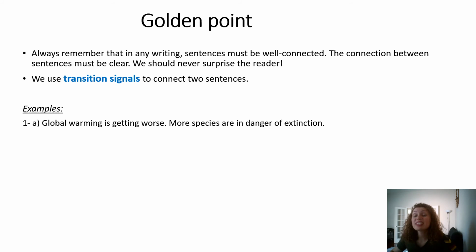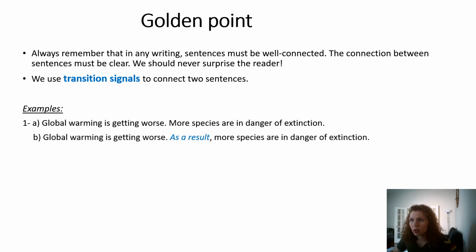Now let's have a look at the same example with a transition signal. Global warming is getting worse. As a result, so when I see this expression, as a result, I already know, oh, so the next sentence is going to talk about the effect or the result of global warming. So the element of surprise is actually being taken away, and this will make our writing good writing. So as a result, more species are in danger of extinction. Now I know exactly the connection between these two sentences is that of cause and effect. And I know that because the transition signal used there is the right one.